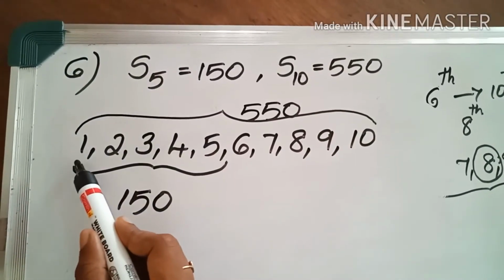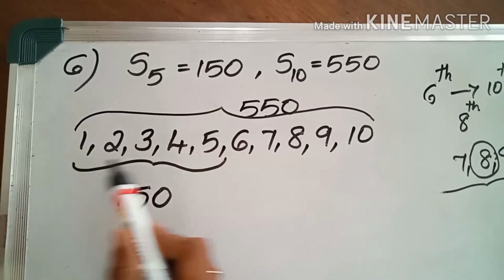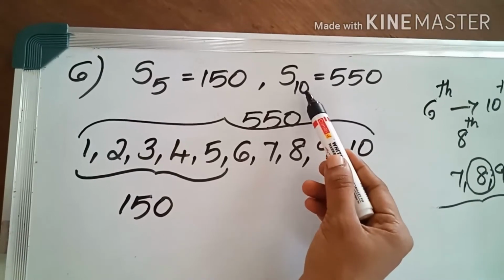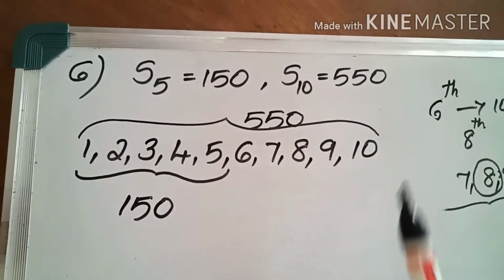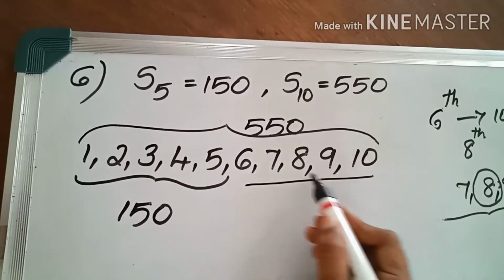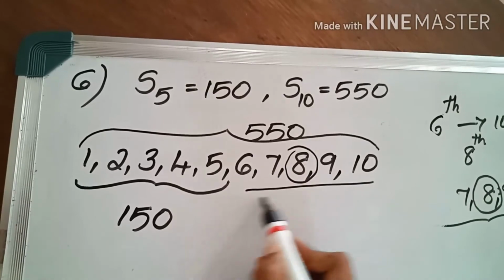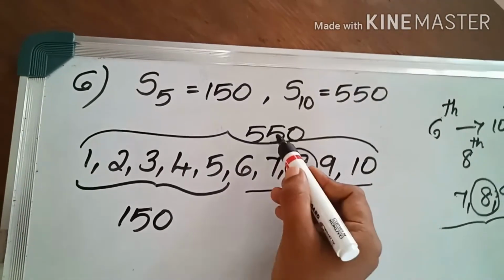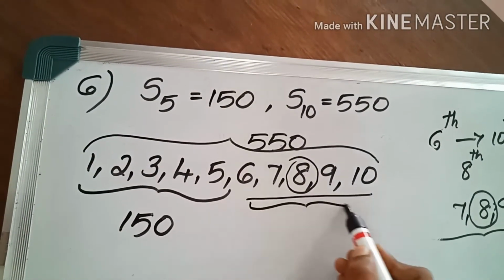Now here the sum of positions 1 to 5 is 150. From the first term to the 5th term, the sum is 150. Now the sum of 10, meaning from the first term to the 10th term, is 550. We need only this much; then only we can find this 8th term. So for that we need this sum. To get this sum, what do we need to do? This 550 minus 150 will give the answer for this portion.